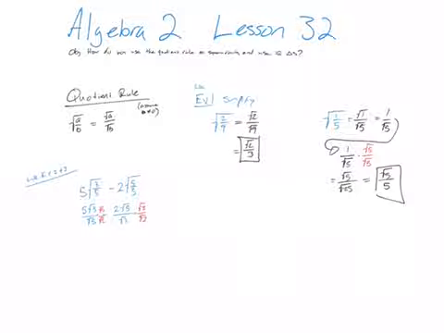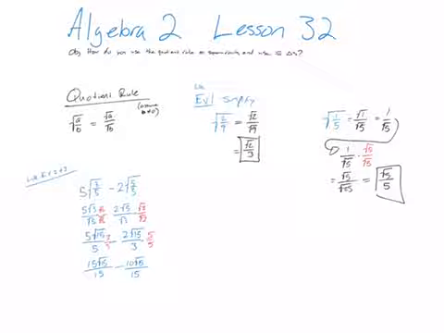This is going to get me 5 square roots of 15 over 5 minus 2 square roots of 15 over 3. Now if I actually want to subtract these, I'm going to need the same denominator. So multiply this one by 3 over 3, and multiply this one by 5 over 5. It's going to give me 15 square roots of 15 over 15 minus 10 square roots of 15 over 15.